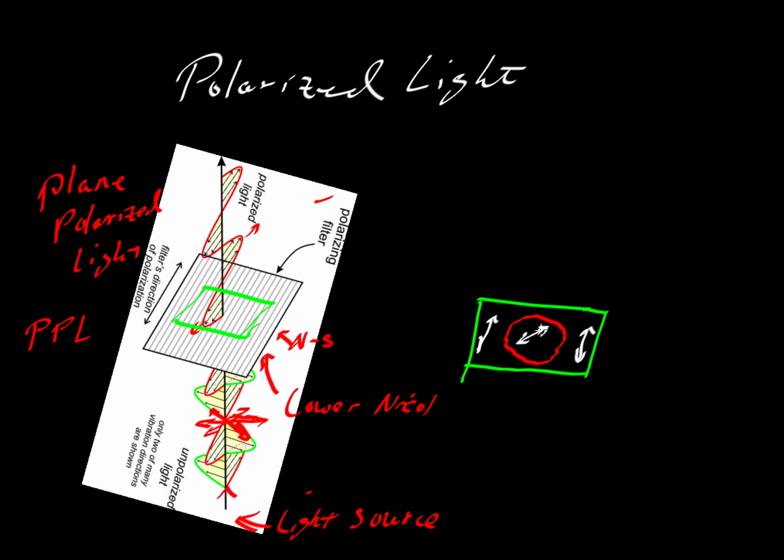So there's yet another kind of polarization. There's this original polarization from the Nicol here, but the mineral itself is also causing a type of polarization where it takes some of this north-south vibrating light and then bends it in some way.